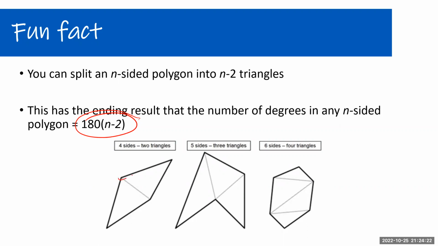So if we have a 4-sided polygon, so this polygon right here, we can draw that into n-2 triangles. So 4 minus 2 equals 2. And sure enough, here's one triangle, here's 2. 5 sides, 5 minus 2 is going to be 3. So you have one triangle here, 2, 3, and so on.